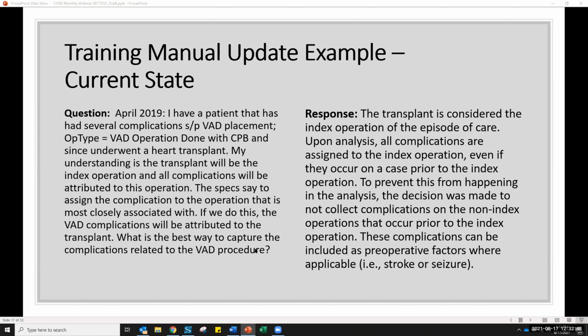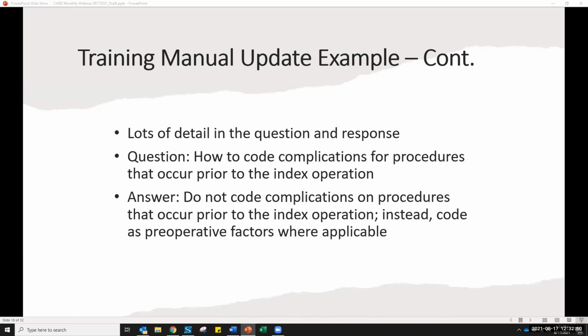So next slide. To pull out the meat of this question, I think what is applicable to all data managers is how do I code complications, or how do we account for complications for procedures that occur prior to the index operation? And the take-home message here is that we don't need to code complications on procedures that occur prior to the index. Instead, code those as pre-op factors where applicable.